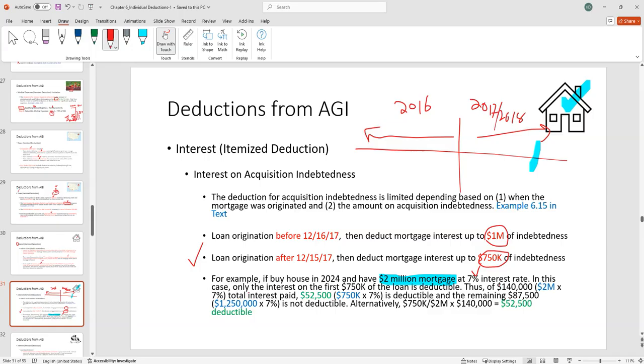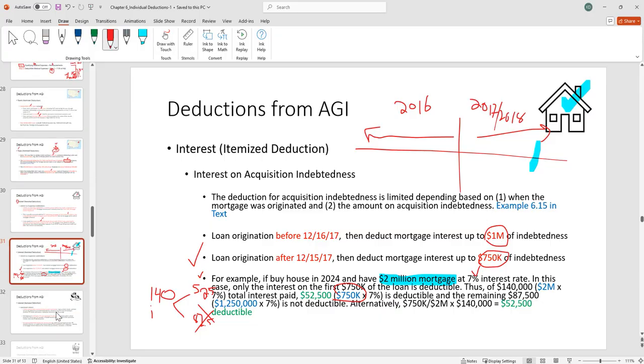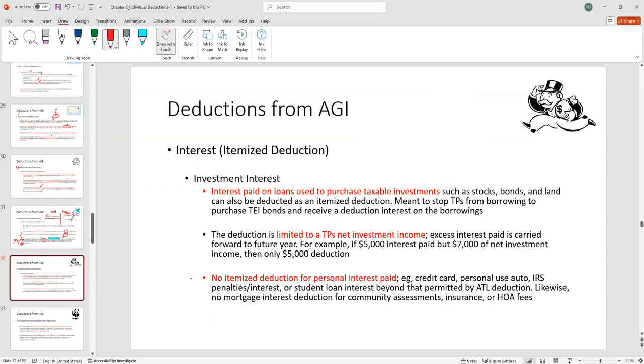So it says here how much interest you would pay is $140, right? That's the total gross interest that you pay. Of that amount, $52.50 you do get to deduct, on the $750,000 worth. The remaining mortgage, the $87.5, the interest on that mortgage is not deductible. So they cap it for the amount that's associated with it.